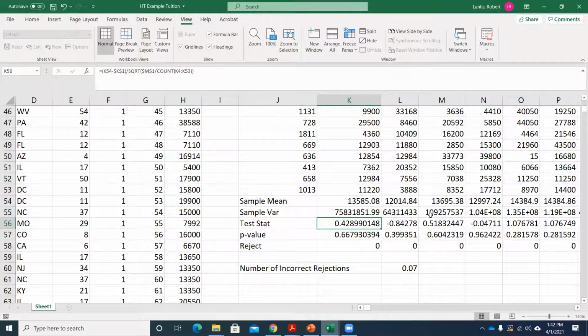I could then calculate a test statistic. I could then calculate my p-value. Here I did a two-tailed test. Notice I'm multiplying by 2. And then see if I reject or not. So this was kind of the idea.